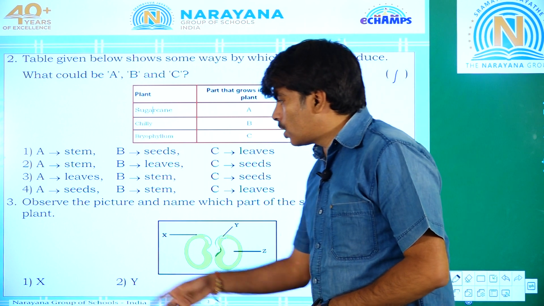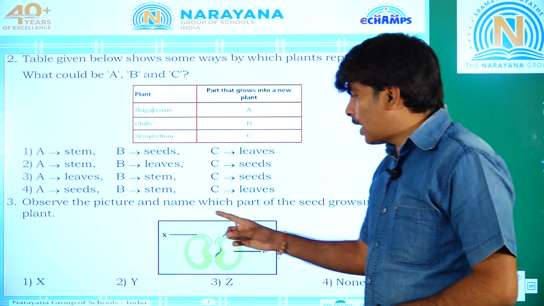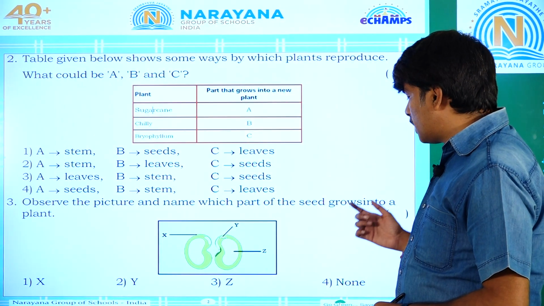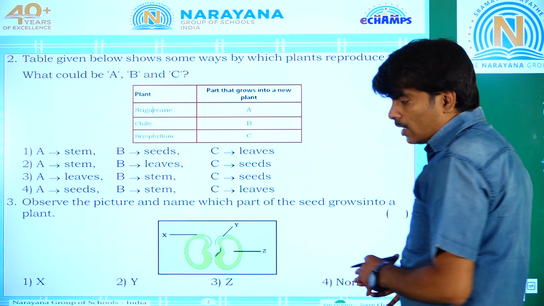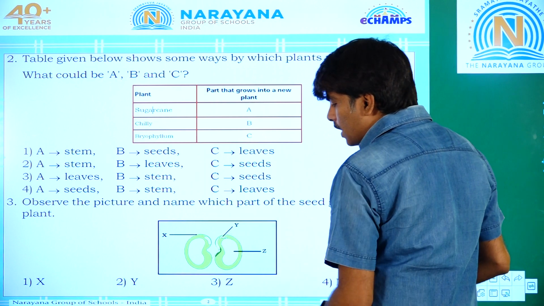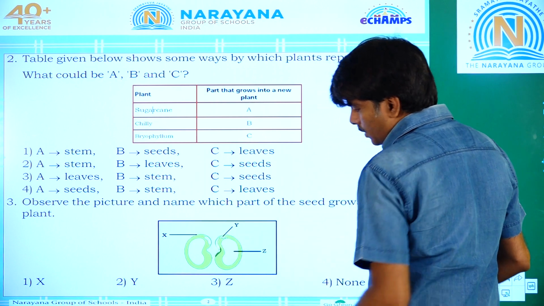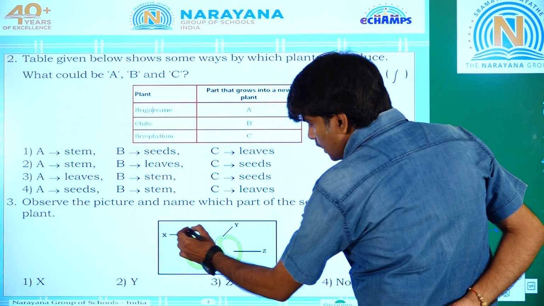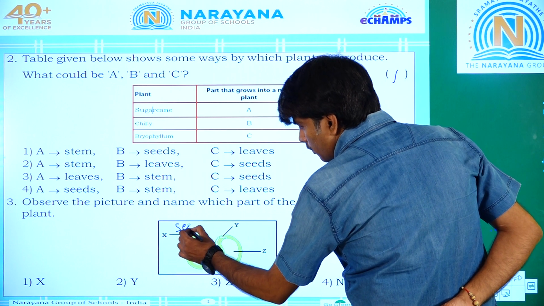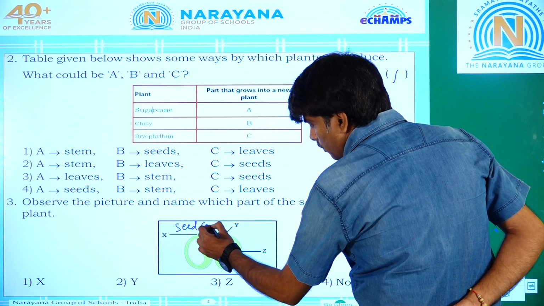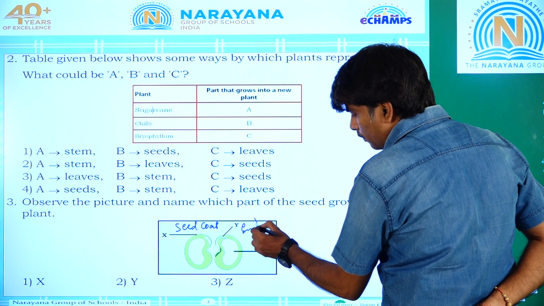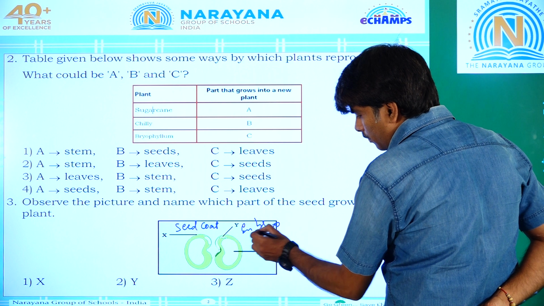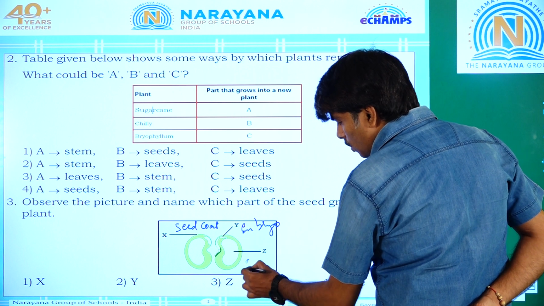Moving on to the third question. Observe the picture and name which part of the seed grows into a plant. There is a dicot seed given. Different parts are labeled X, Y and Z. Okay. X is seed coat, Y is embryo and Z is cotyledon.